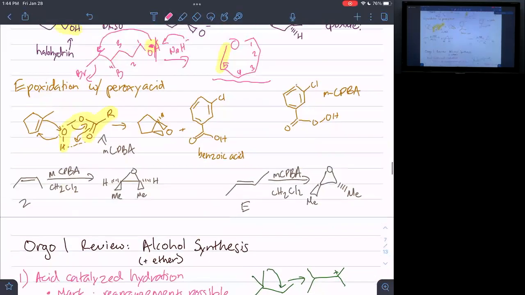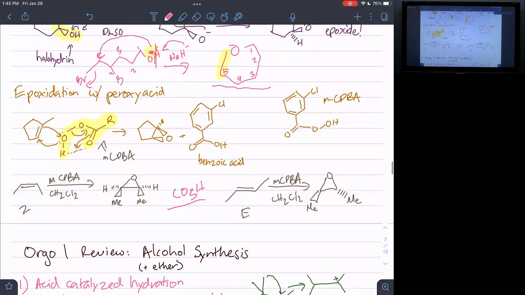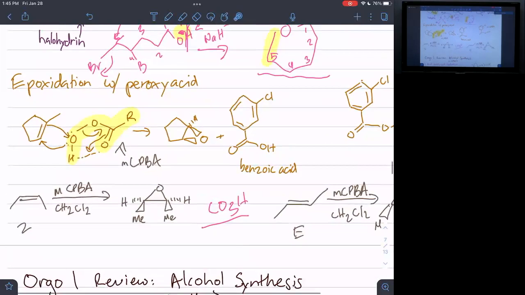All you have to know is that if you see MCPBA or anything with 3 oxygens in it, like CO3H, it's going to be a peroxy acid. When you have a peroxy acid and an alkene, all you're doing is copying and pasting an epoxide onto the alkene. So let's just look at the mechanism for this.